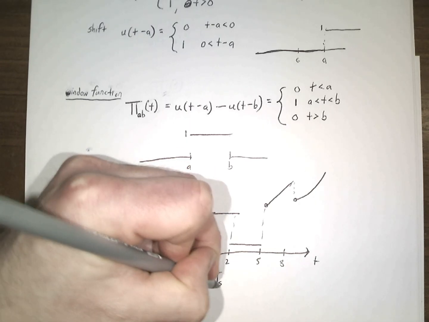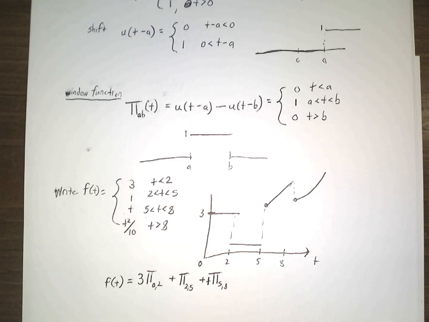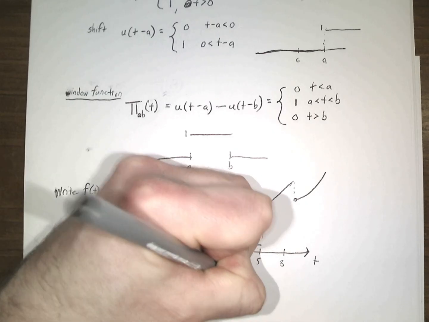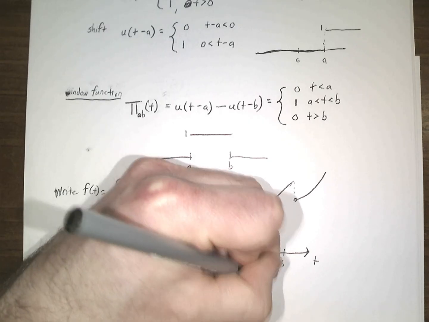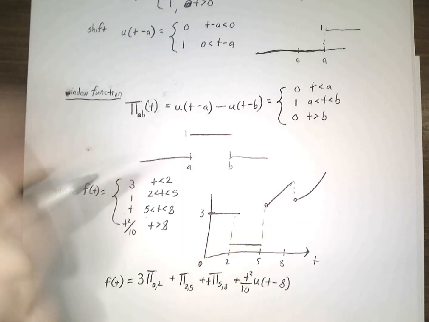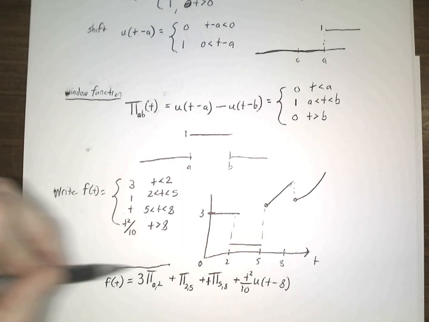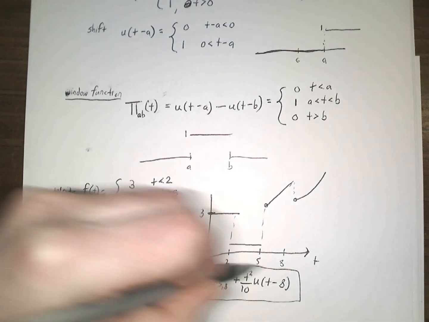And then finally, this last one here is only defined greater than 8. It doesn't have an end to its window. And so that's just going to be the step function from 8 onwards. So we're going to multiply t squared over 10 by u of t minus 8. And that is our full function here.